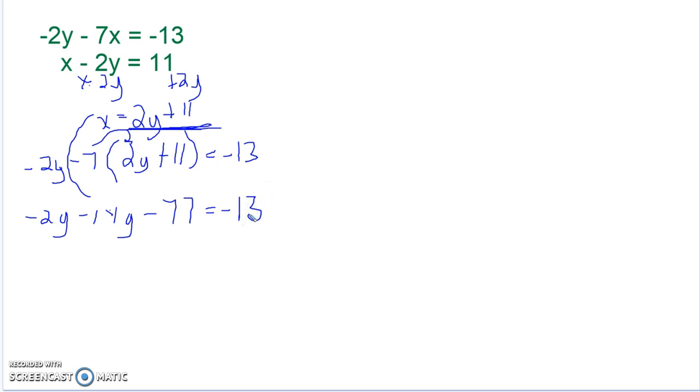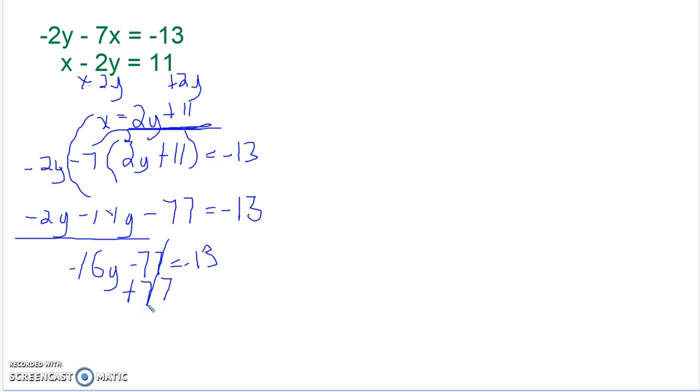So now we're at the point where we can start to combine like terms. We have negative 2y minus 14y, and those are going to give us a negative 16y. And then we have this negative 77 is equal to negative 13. So now we're going to use SADMAP to solve for y. We have this negative 77 or minus 77. In order to undo that, we're going to add 77. Negative 77 plus 77 is 0, so these go away.